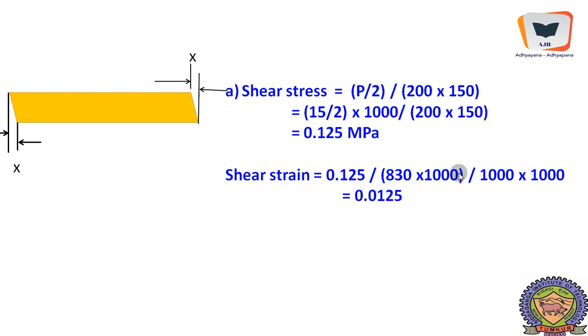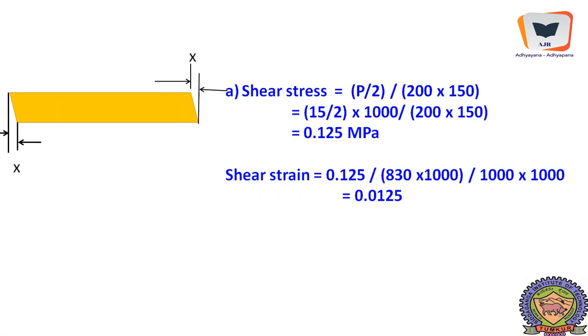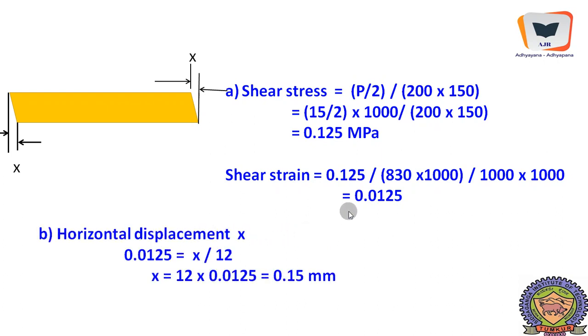On the other hand, shear strain is 0.125 divided by shear modulus of elasticity. It's given to be kilopascal, 830 kilopascal. You need to convert into Newton per millimeter square. Kilo, make it Pascal, and because a Pascal is Newton per meter square, it should be converted into Newton per millimeter square. Upon this conversion and simplification, we will get a shear strain value of 0.0125.